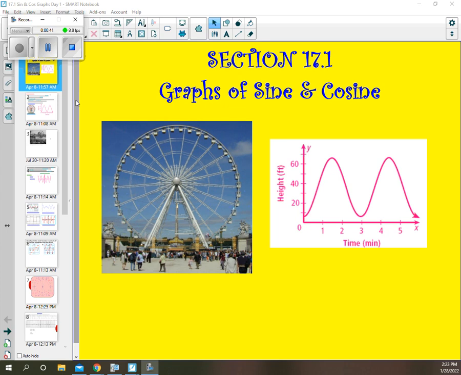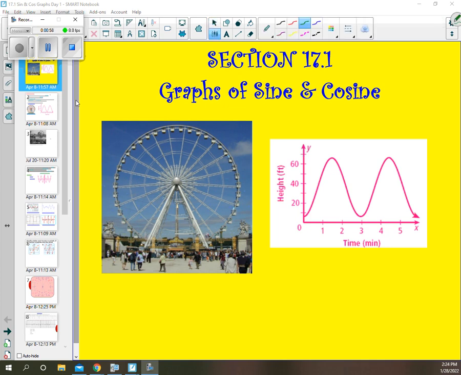So the example I have up on the screen right now is the Ferris wheel. As the Ferris wheel goes around, maybe you've ridden on one of those. Kind of scary for me sometimes. They get kind of high, but anyway, time and height. If you think about the time that you're on the Ferris wheel, your height cycles with respect to time.